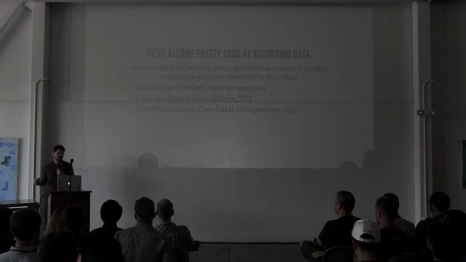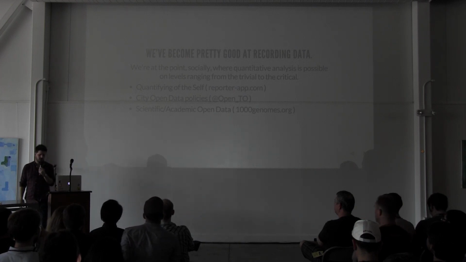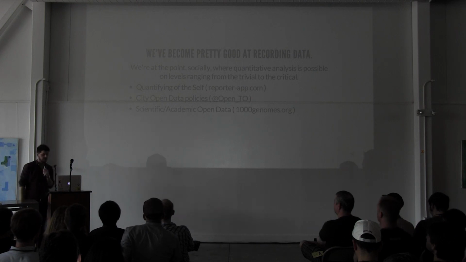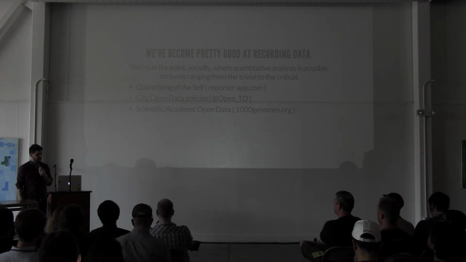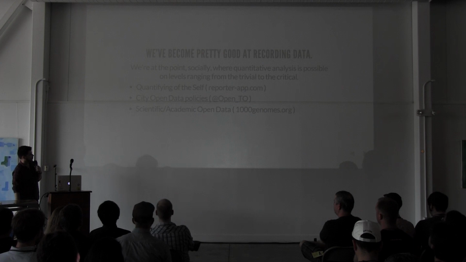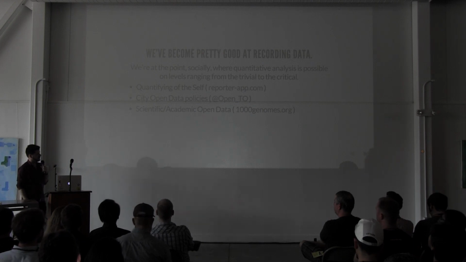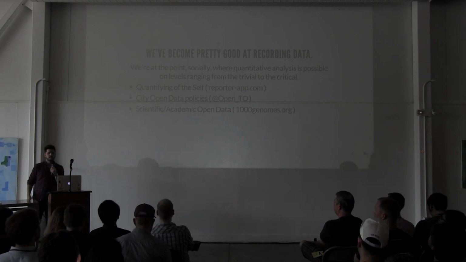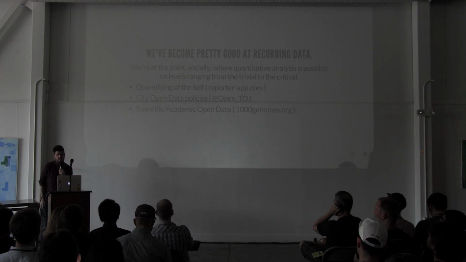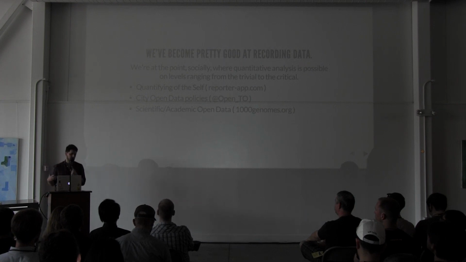You also have things like city open data policies. I know Boston has one. City of Toronto has a great one. And finally, 1000 Genomes is a really nice open data initiative that kind of tracks the human genome. So these are all open data policies. They let you visualize things pretty well, so long as you know how to do it. So we're going to talk a little bit about how to do that in Ember.